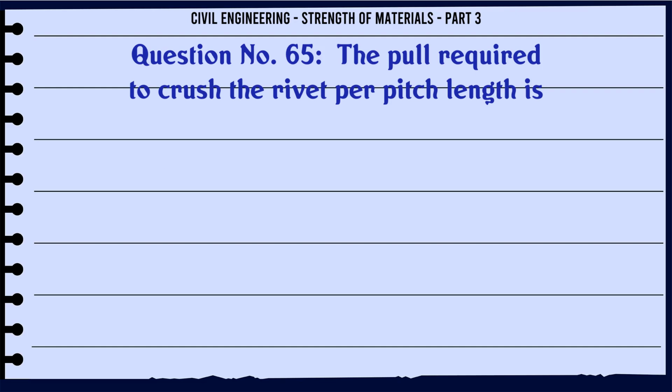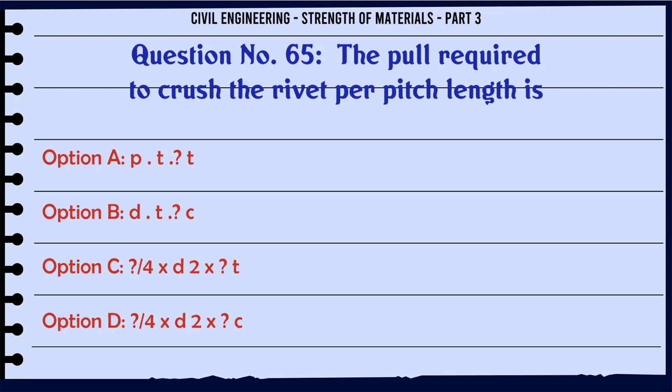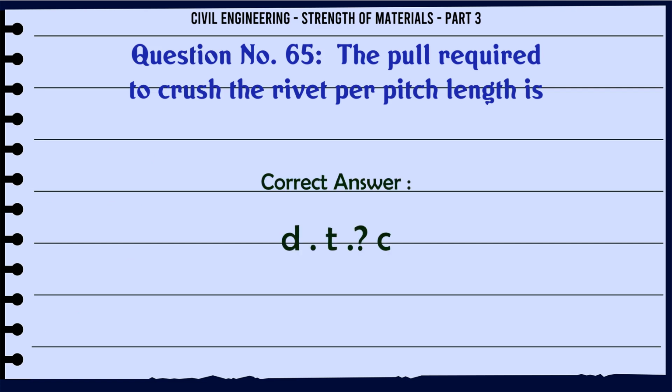The pull required to crush the rivet per pitch length is A. P. T. T. B. D. T. C. C. 4x D2x D 4x D2x C. The correct answer is D.